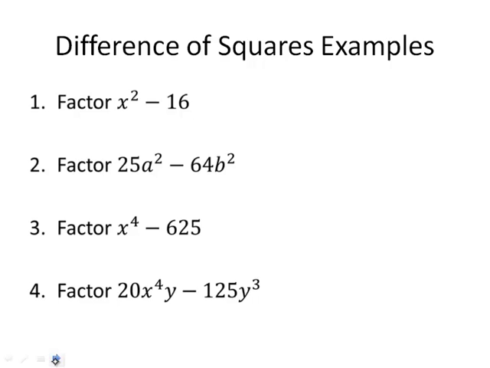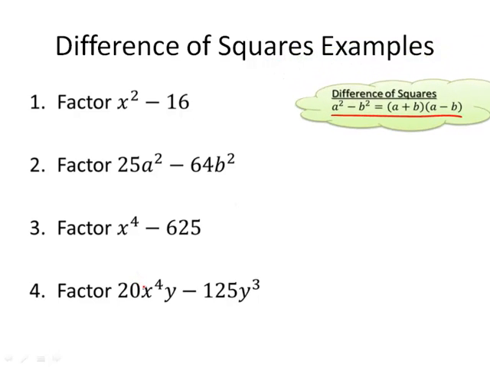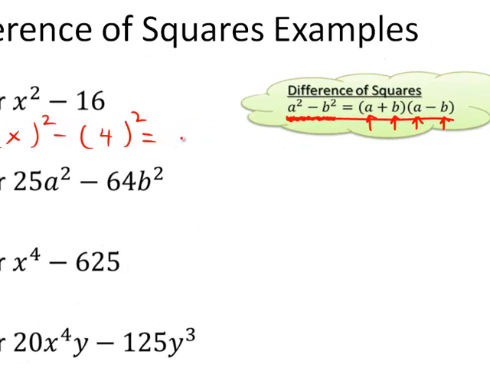So let's take a look at some difference of squares examples. Bam! There's our difference of squares formula. Let's see if we can use it. So sometimes it's nice to rewrite it in the format so that it looks a little more the same. So what squared minus what squared is x squared minus 16? This is x squared minus 4 squared, meaning we're going to have x, x, and 4 and 4, which gives us x plus 4 times x minus 4, done. We didn't even need to do anything.